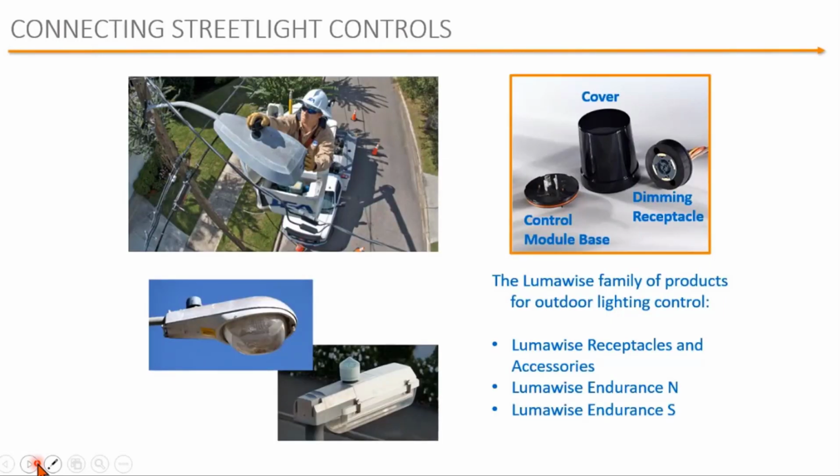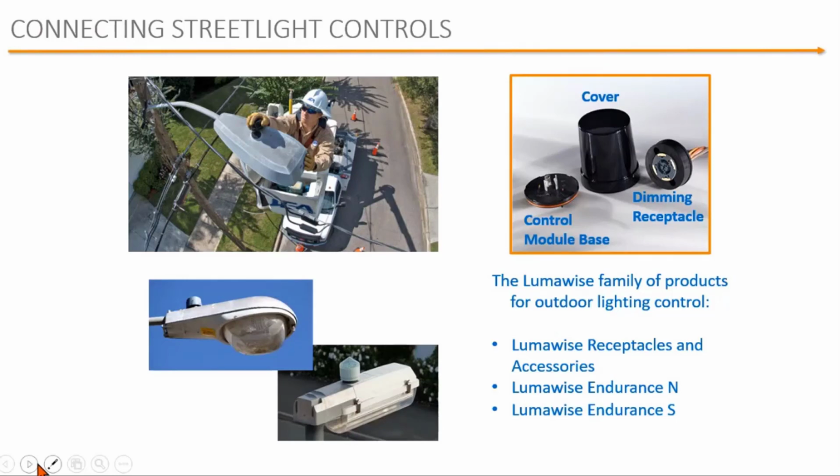The LumaWise family of products for outdoor lighting control: LumaWise receptacles and accessories, and the LumaWise Endurance N and S products. By leveraging our core capabilities of molding, stamping, plating, and assembly, TE can deliver a full mechanical solution for street lighting controls. Utilities require sophisticated controls such as dimming capability on their streetlights in order to provide greater safety and reduced energy consumption.